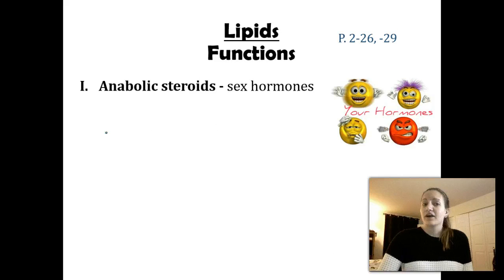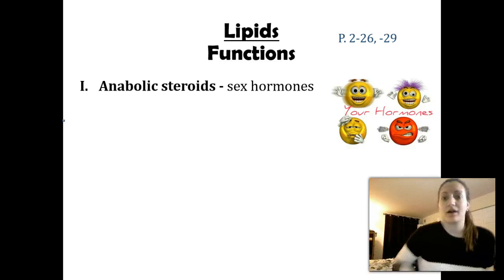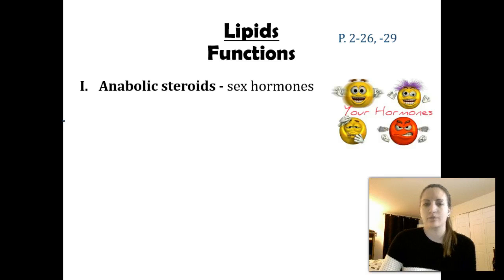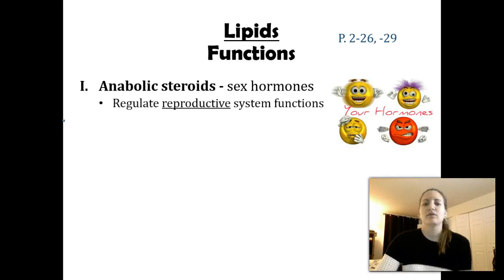So we're going to talk about two major classes of hormones, particularly steroids. Now again, steroids just refers to hormones that are lipid-based, or hormones that came from cholesterol. So the first group of steroids that you should know are the anabolic steroids. And these are our sex hormones. So I'm not saying these are the ones that tell us to have sex. What these relate to is our reproductive system.